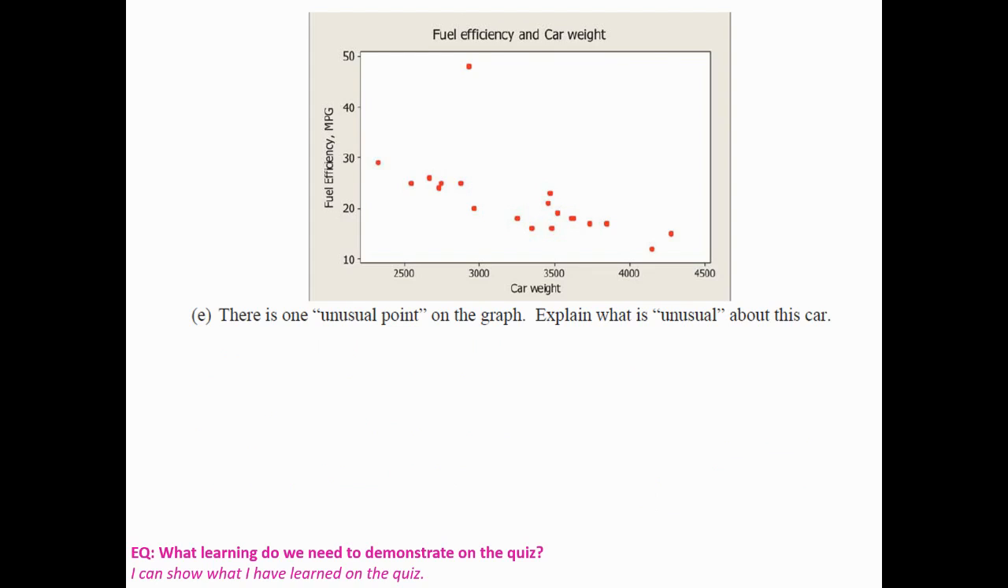Fantastic. Next one, E. There is one unusual point. We mentioned it. That's our outlier. It's kind of what it means to be an outlier. On the graph, explain what is unusual about this car. So what would be unusual about it is it has a higher fuel efficiency than any of the other cars. So this car has not just a high efficiency, but we might even say a remarkably high efficiency.